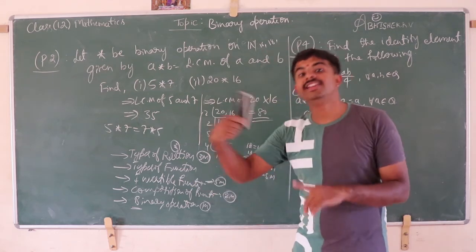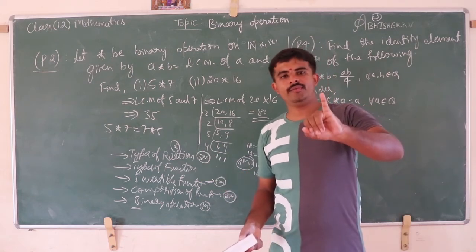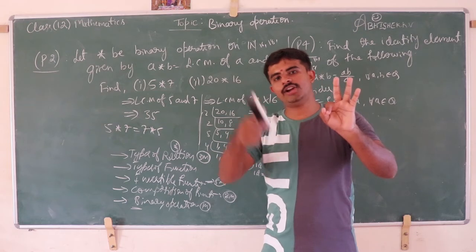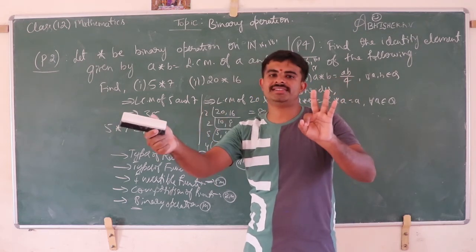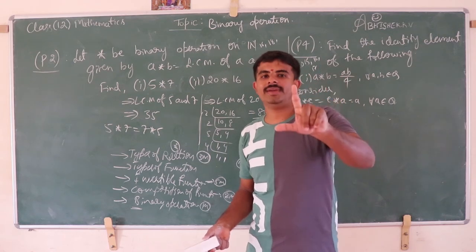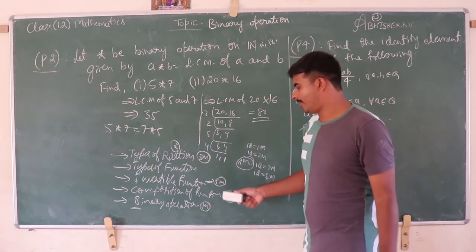Then you need to find the inverse function. To prove 1-1, 1 mark. To prove onto, 1 mark. Statement: 1-1 and onto implies bijective. Bijective implies invertible, inverse exists. Again 1 mark. To find the inverse, you may get 2 marks. Totally it is a 5 mark question.